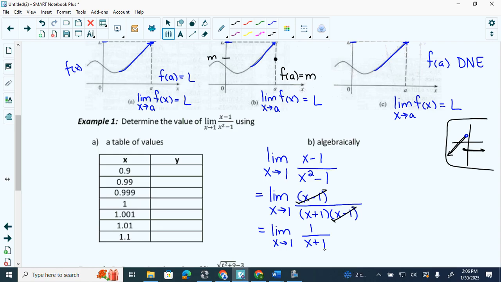I got rid of the problem now. So if I plug a 1 in now, is it going to come out as 0 anymore? No. So now I can plug the 1 in. And the moment I plug the 1 in for x, I don't have to write the limit as x approaches 1. That's the placeholder to tell you that's what x is. So the moment you substitute that in for x, you don't need that anymore. So the limit is going to go away now, this word, and I'm going to get 1 over 1 plus 1, which is 1 over 2. So the limit as x approaches 1 of x minus 1 over x squared minus 1 equals a half.